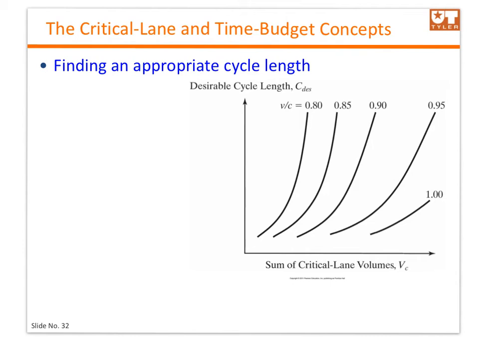How about if the desirable cycle length is pretty much fixed? Now I want to compare it using different V over C. So for example, if the desirable cycle length is this much, and I'm using V over C of 0.8, then this is going to be the sum of critical lane volumes, all the way to 0.95. Now I'm allowing the intersection to use up to 95% of its capacity, therefore I can increase the critical lane volume that much.